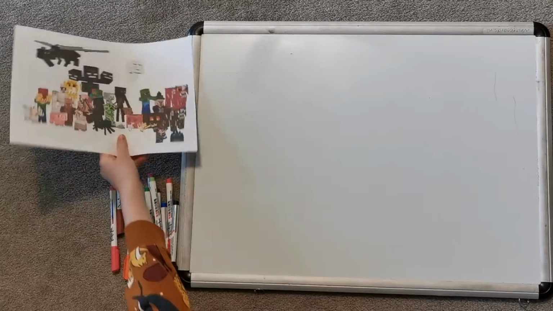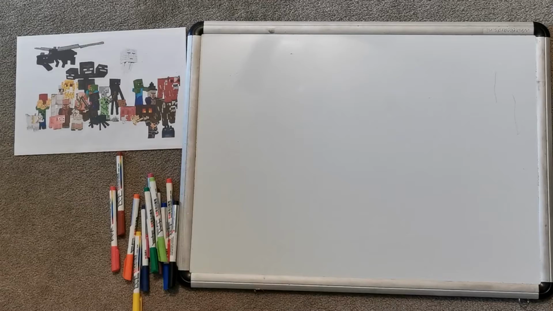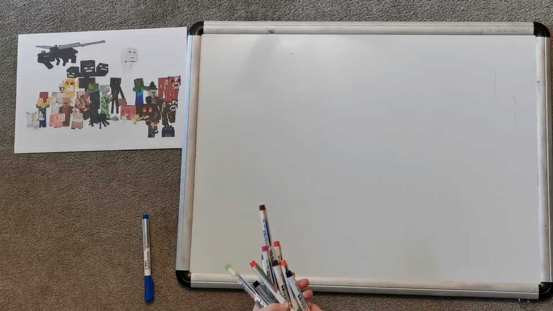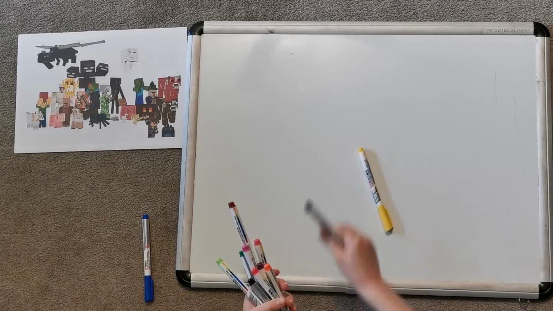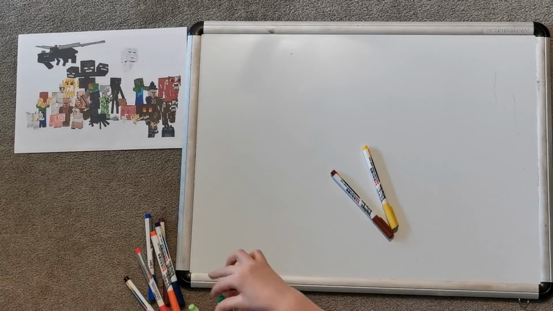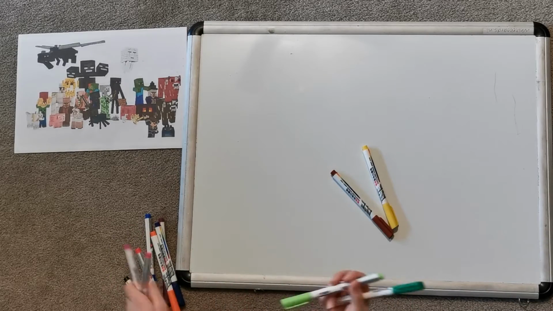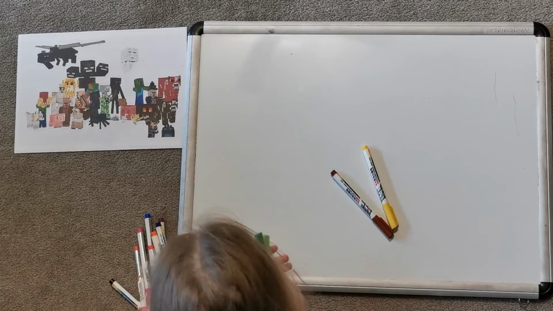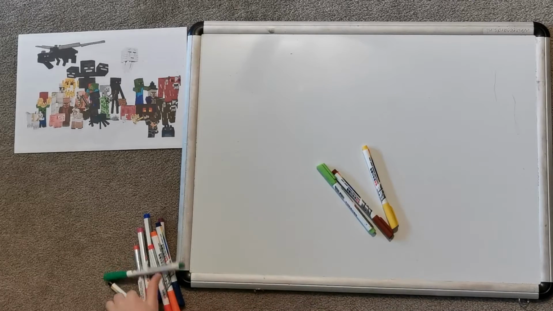Today we're going to draw an ocelot from Minecraft, as you see here. Minecraft is a really popular game and everything is made out of cubes. We will need, for an ocelot, a yellow, a brown, and a light or dark green. I'm going to use a light green.